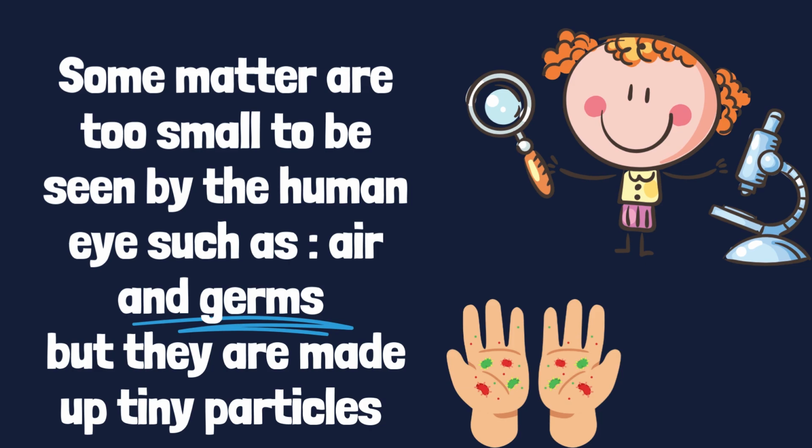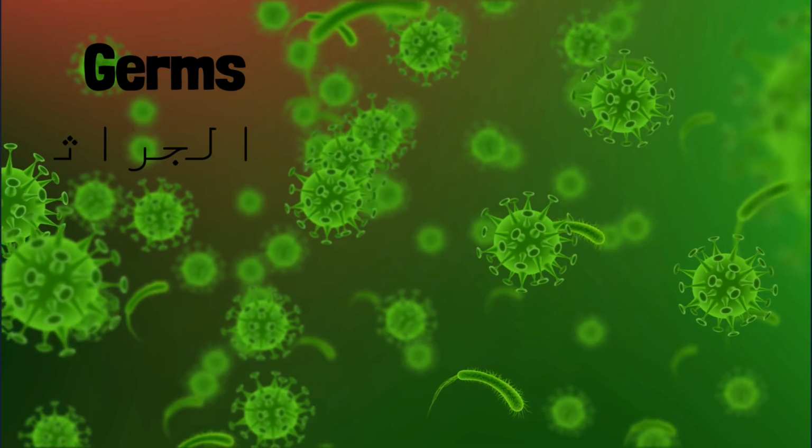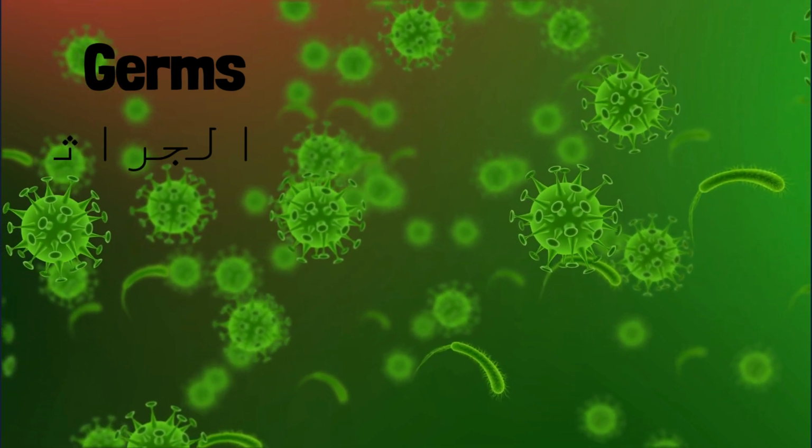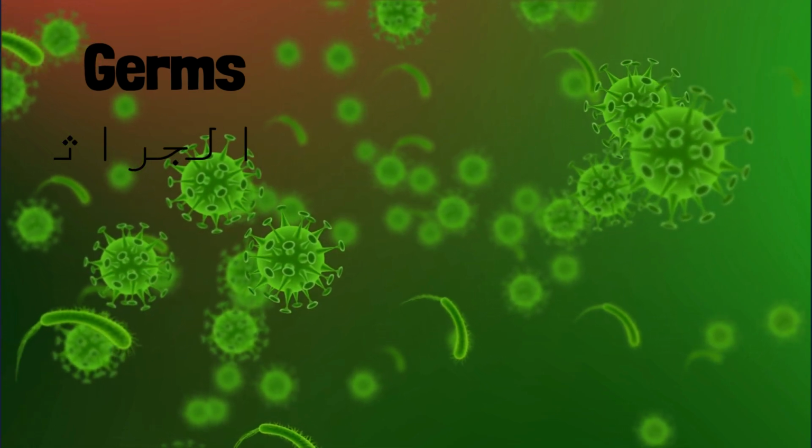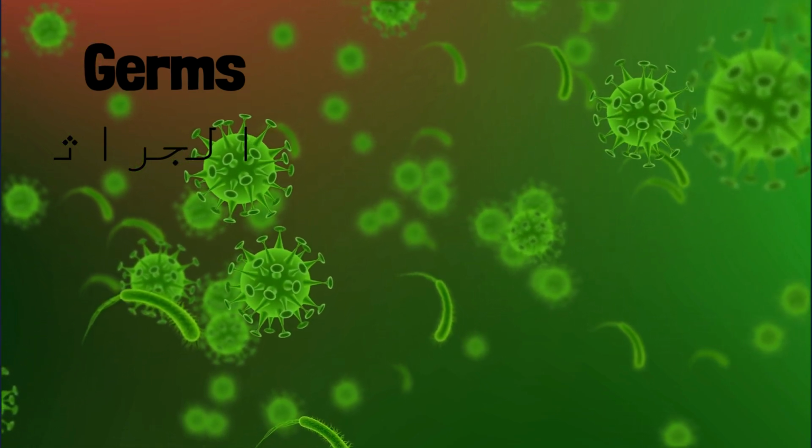Examples, as we have some matter that is too small to be seen by the human eye, such as the air particles and the germs. They are made up of tiny particles. Tiny means very, very small. Here, these are the germs, as we see under the microscope, because we can't see germs with our eyes.